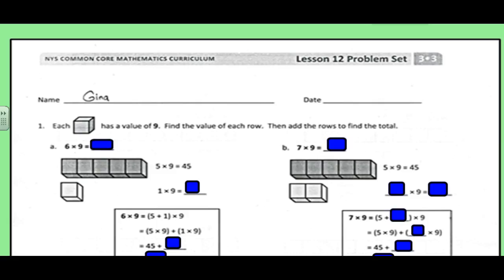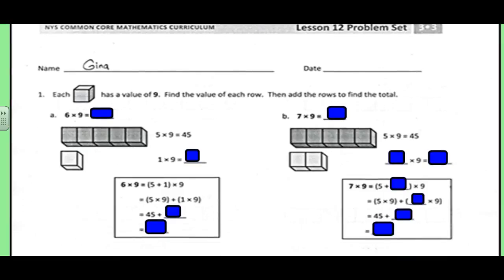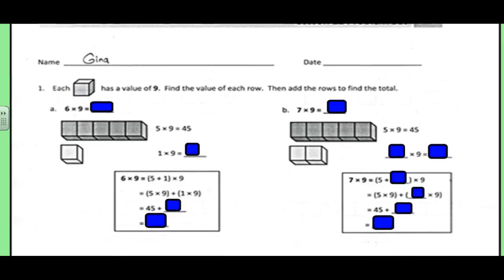Okay, this problem set's 3 pages long, so we're going to work through it a page at a time. This first page we didn't do in the concept development because it's kind of a review. We're not using our tens facts on this page. We're just going back to the distributive property where you break apart one fact and you have to add those together. So this is just a review of what we've done before. I'm going to do this first one with you, and then I'm going to let you work on the rest of them on this page independently.